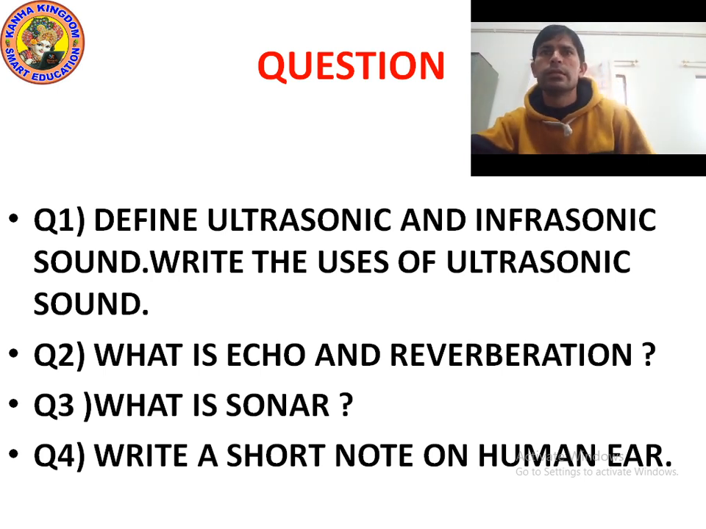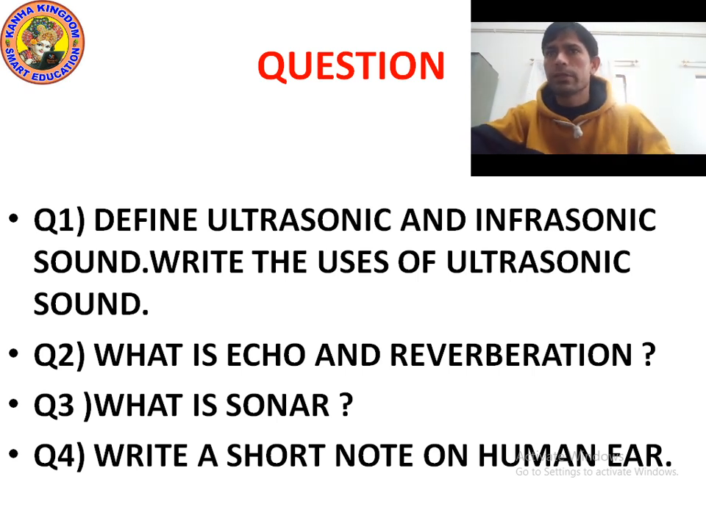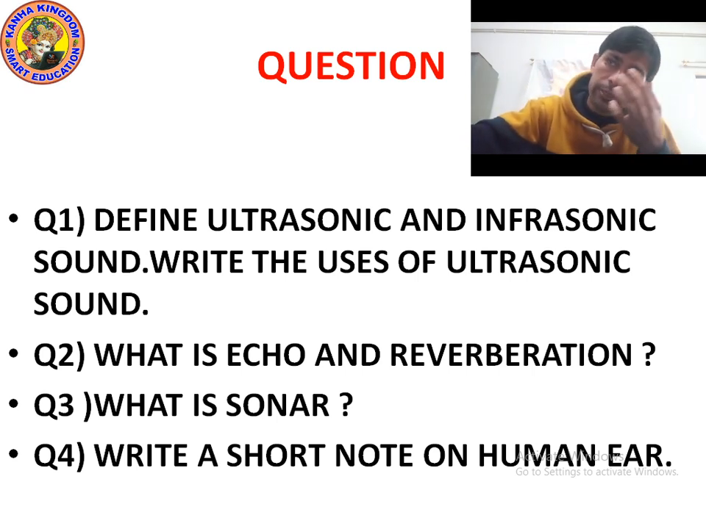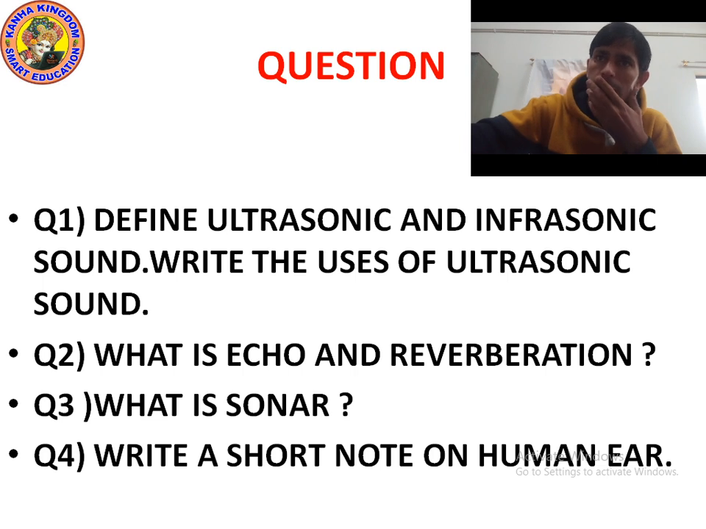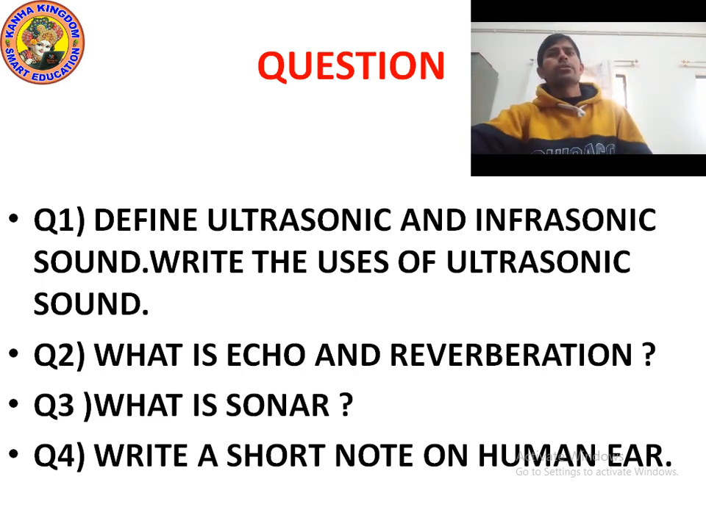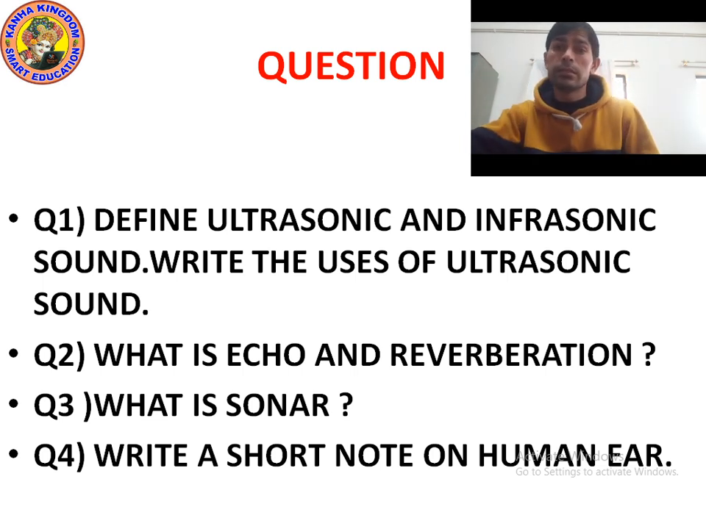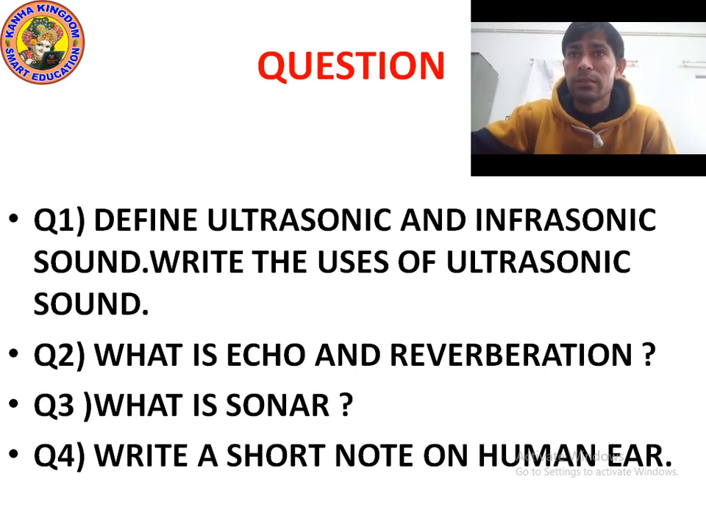You know that kids, sound whose frequency is less than 20 hertz is called infrasonic sound, and sound whose frequency is more than 2000 hertz is called ultrasonic sound. Elephants, rhinoceros, dogs, they can hear infrasonic sound. And dolphins, bats, rats, they can hear ultrasonic sound. Okay, and human hearing frequency is 20 hertz to 2000.